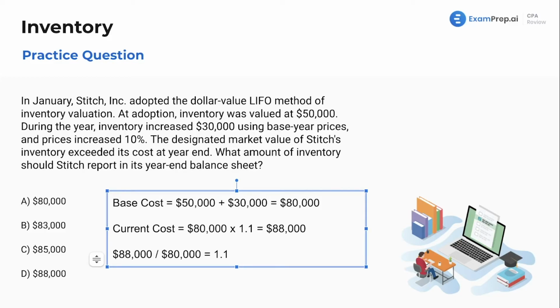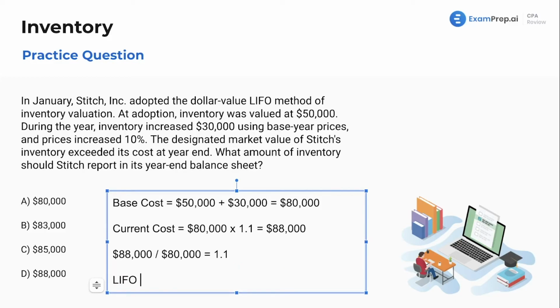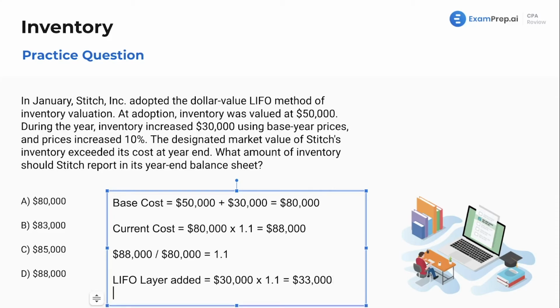So we are going to add a LIFO layer added to our increased amount of 30 times 1.1. That's going to get us to $33,000. And our ending inventory, which is what we're trying to find, is going to be our base cost original amount of $50,000 plus $33,000. And that's going to get us to a total of $83,000.